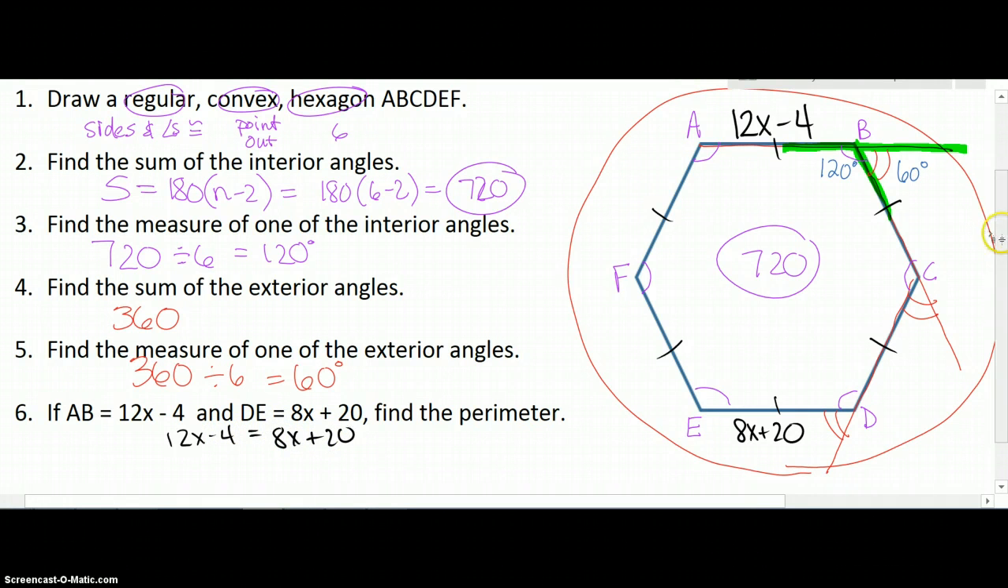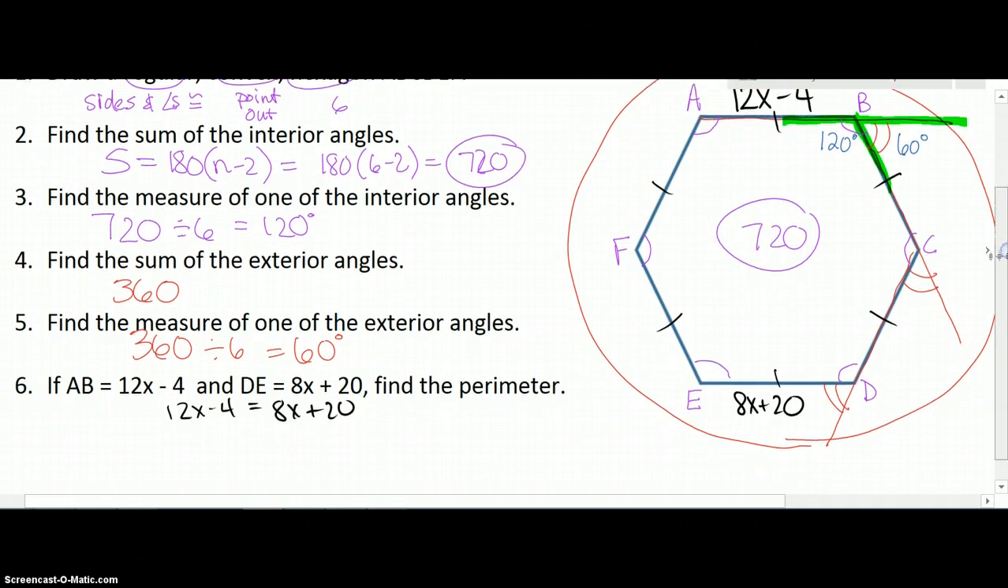We can't find the perimeter without finding the value of x. So if we subtract 8x from both sides, we get 4x. And if we add 4 to both sides, we get 24. And if we divide, we get x equals 6. But that's not what they're asking us for. They are asking us to find the perimeter. So what do we need to do with that 6? Plug it into x. Does it matter where? No. Shouldn't you get the same thing on both? Yeah. If you don't get the same thing, then you've done something wrong.